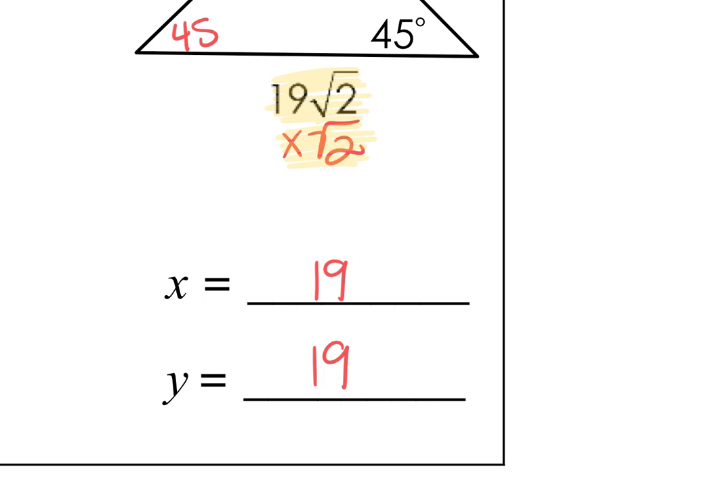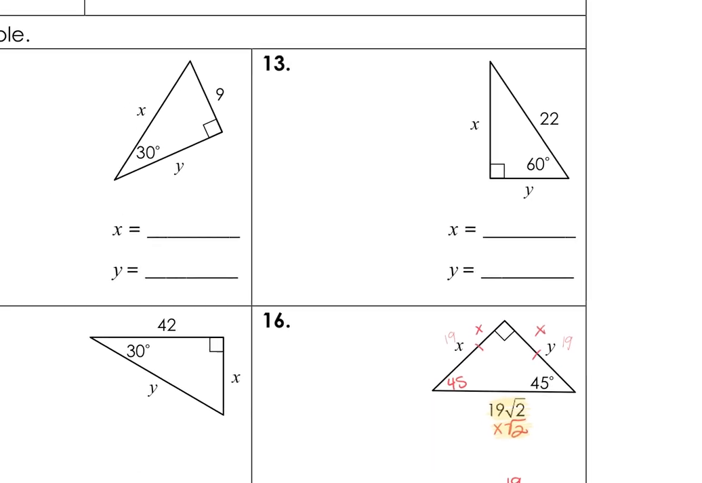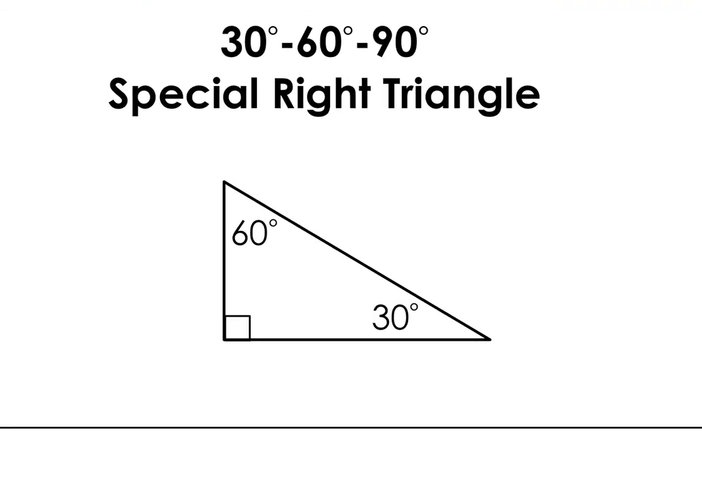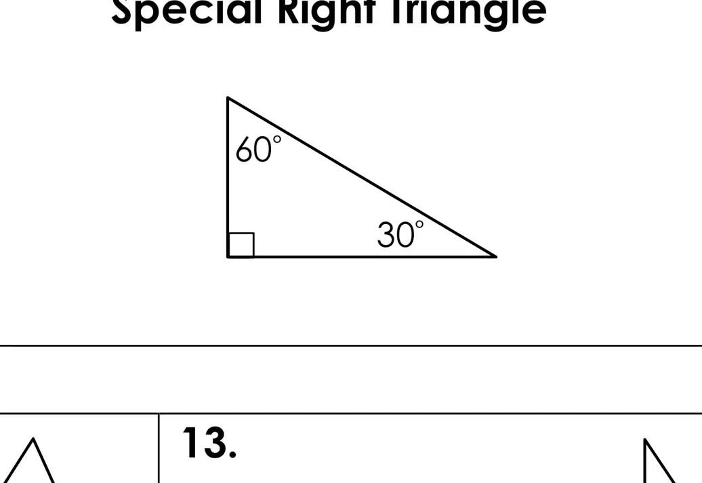Let's take a look at those 30, 60, 90s. The 30, 60, 90s, I think, are a little bit more difficult than the 45, 45, 90s, but let's see. So good news again, reference sheet, they're going to give you not only the triangle, they're going to give you the ratios of the side lengths. Opposite your 30-degree angle is x. Opposite the 60 is x times the square root of 3. And then my hypotenuse is always going to be 2x.